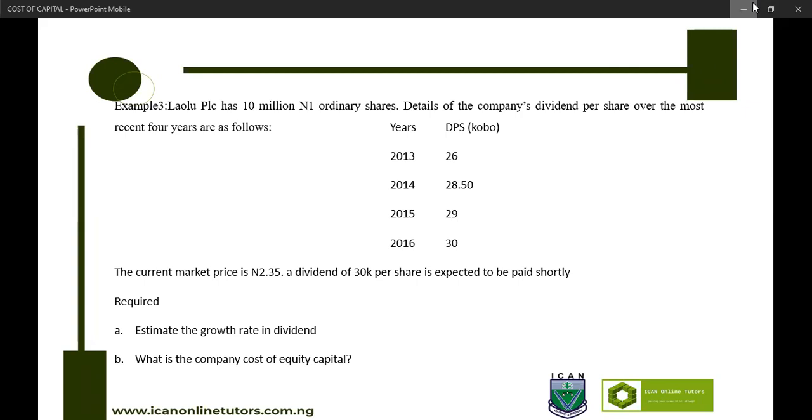We are not seeing the screen again, the calculation. The screen is not moving. It's not changing.